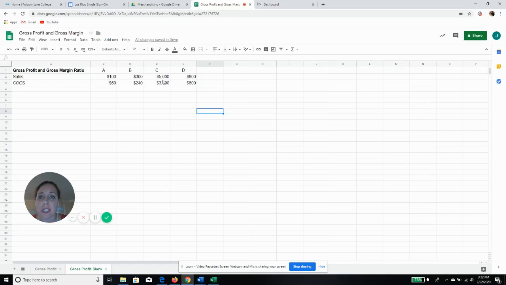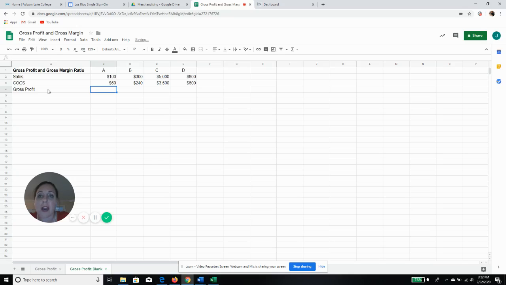So we have these four scenarios, A, B, C, and D. In scenario 1, our sales were $100 and our cost of goods sold were $60. So how much profit did we make? 40 bucks. So let's go ahead and add that. Gross profit. And our gross profit is just our sales minus our cost of goods sold. And in fact, let's put this right in here so you can see it. Sales minus cost of goods sold.